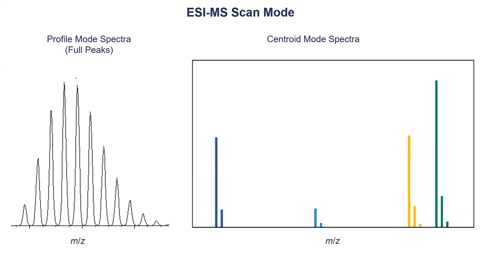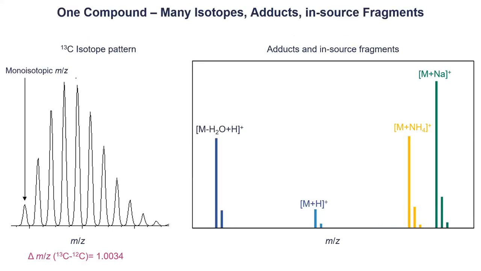So here we see that for each mass, we basically have only one signal. And this is also something we need to be aware of. So this is showing something very nicely from an isotope pattern. We see each signal here has a mass difference of 1.0034, for example. So we see different isotopes for each signal, or for each compound that we have. And then, of course, we also get different adducts, maybe in-source fragments.